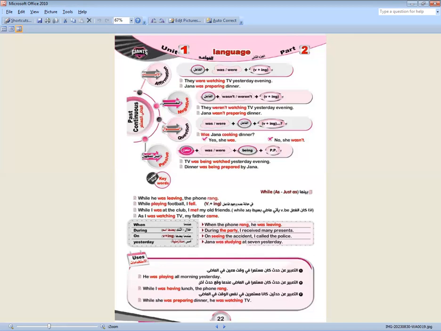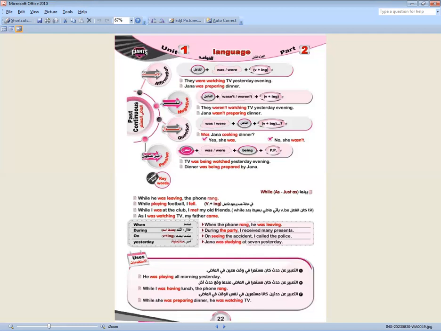Yesterday, and we must put a specific time with this word, like from time to time yesterday, at a specific hour yesterday, like at 7 o'clock yesterday, at 10 o'clock yesterday. Jana was studying at 7 yesterday. The usages. We use the past continuous to express an action that lasted for a specific time in the past.